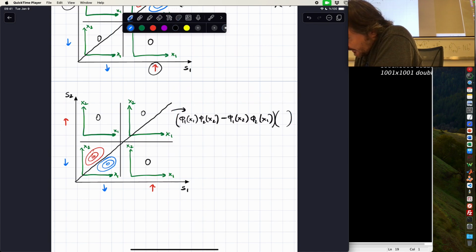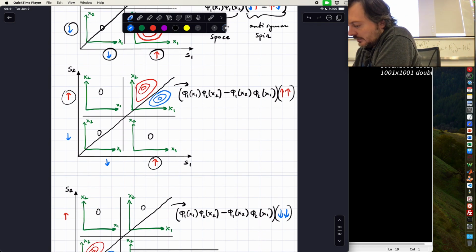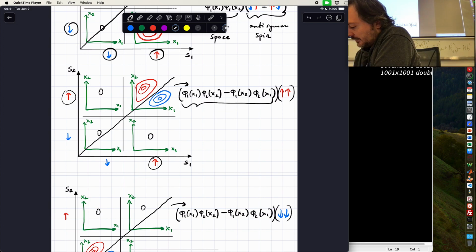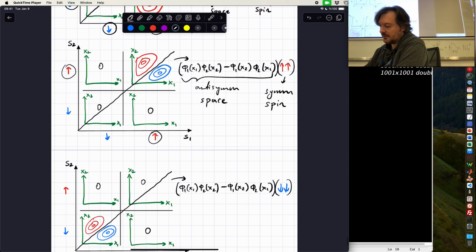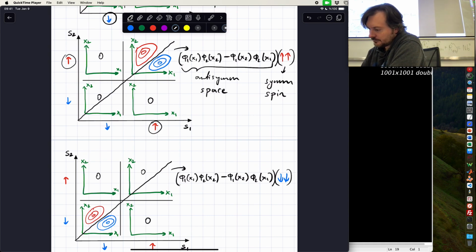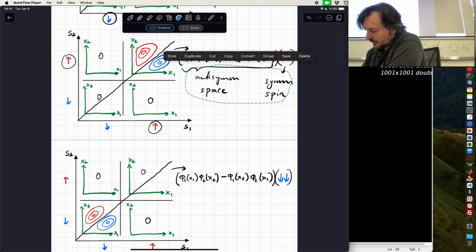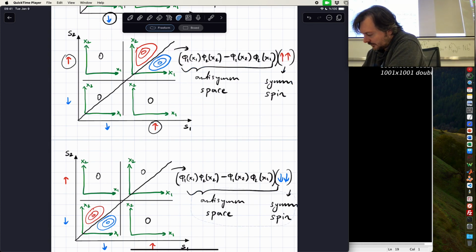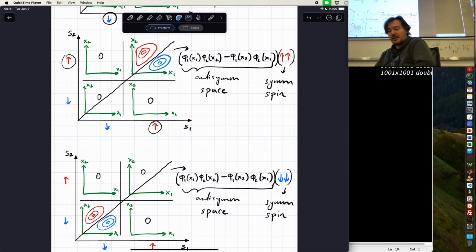Notice that these two wave functions, in both cases, the space part is antisymmetric. So I have antisymmetric space and symmetric spin. Same here, same at the bottom. So I can just copy this one and paste it here. Right?